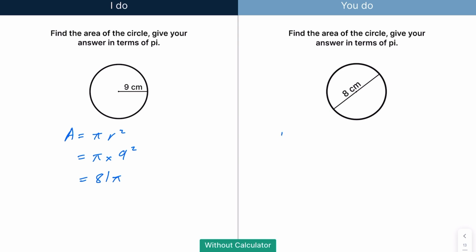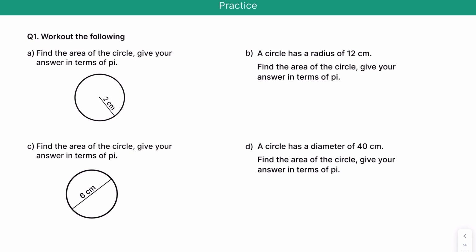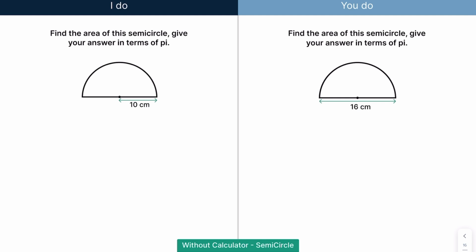Now on the right, again, area of a circle is pi r squared, but the question gives us a diameter. So half that to get the radius, and then we get pi times 4 squared, and that just becomes 16 pi. Moving on, here's some practice questions. Press pause and have a go. Here are the answers. Mark your work.